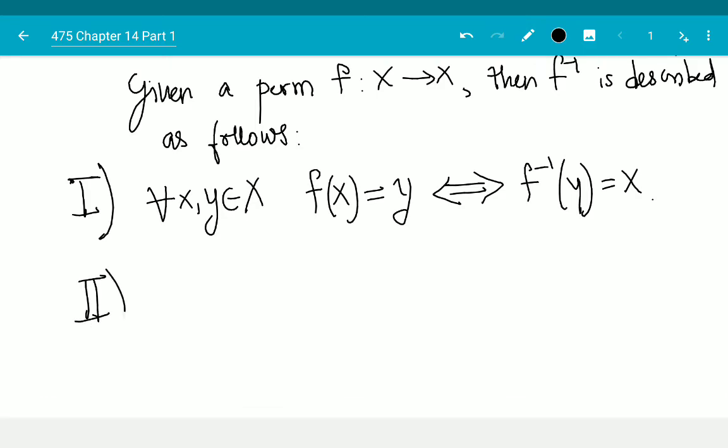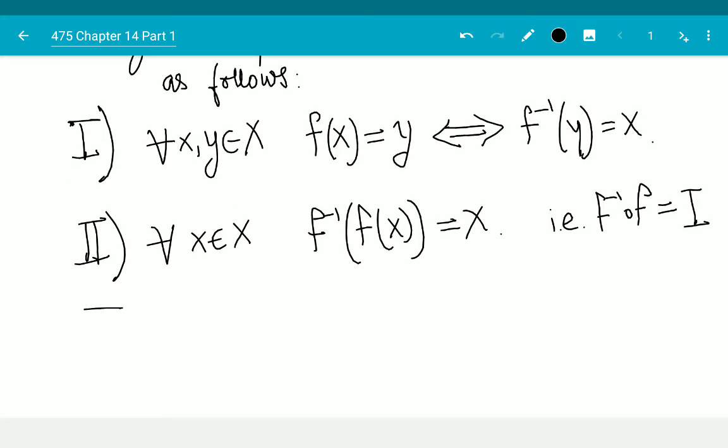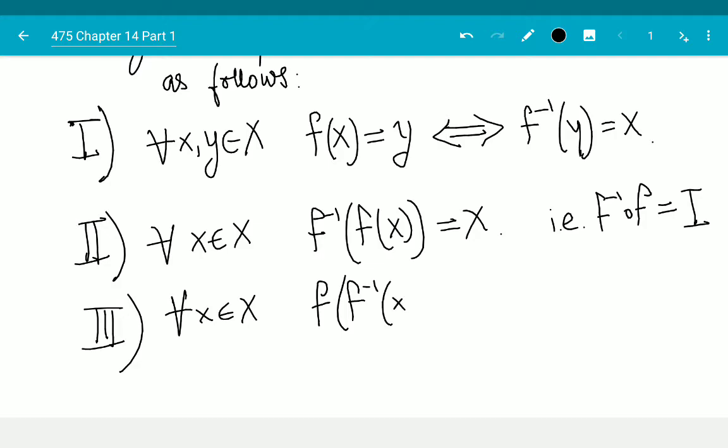View 2 says for every x belonging to X, f inverse of f of x is equal to x, which means f inverse composed f is actually the identity permutation. And probably you can guess the third one. For every x in X, the other one also should be true. f of f inverse of x should be equal to x, which is to say f composed f inverse is also equal to I.